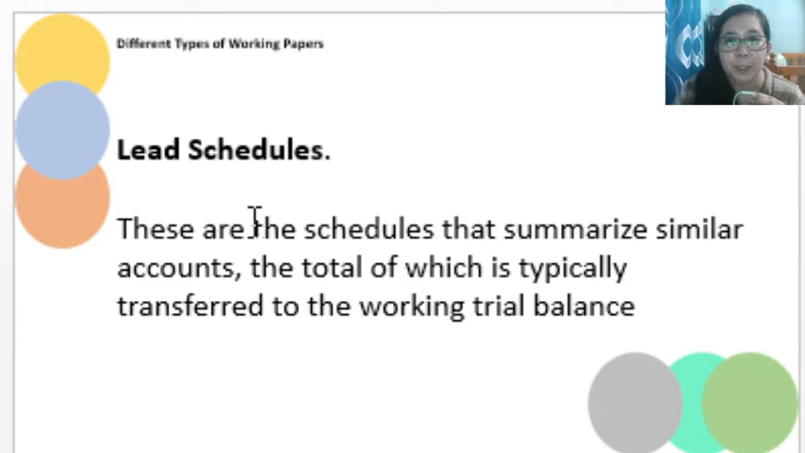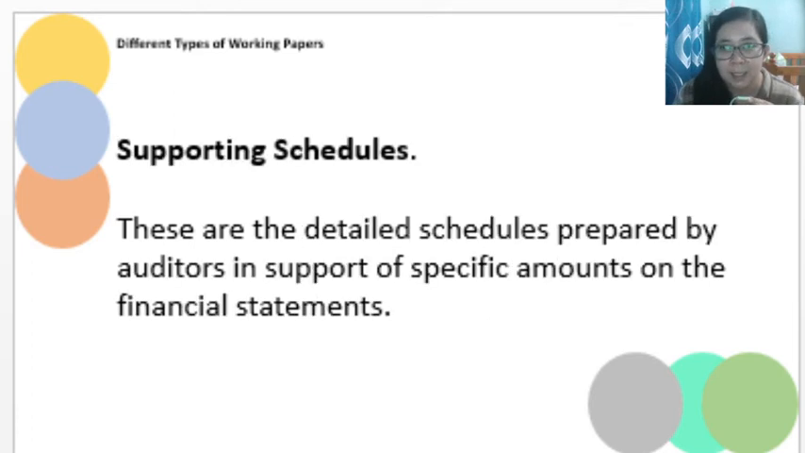Another type of working paper is lead schedules. These are the schedules that summarize similar accounts, the total of which is typically transferred to the working trial balance. Normally, this is part of the adjustments and based on the substantive procedures made by the auditor. So this is where the auditor will document such items or related evidences.